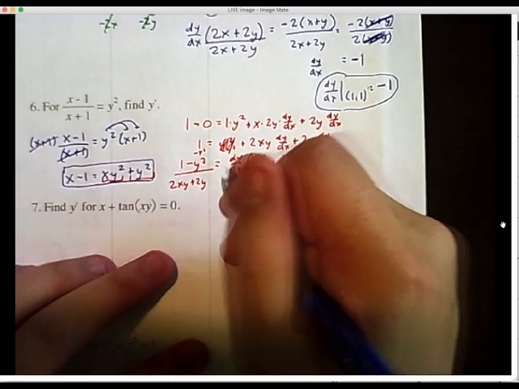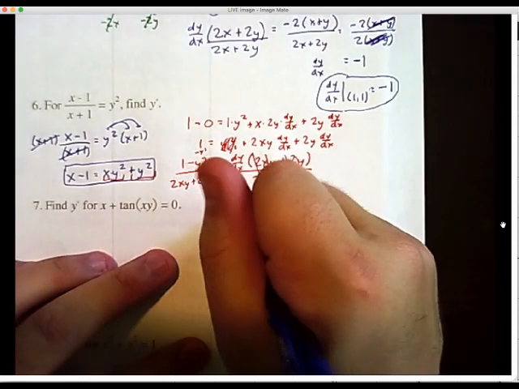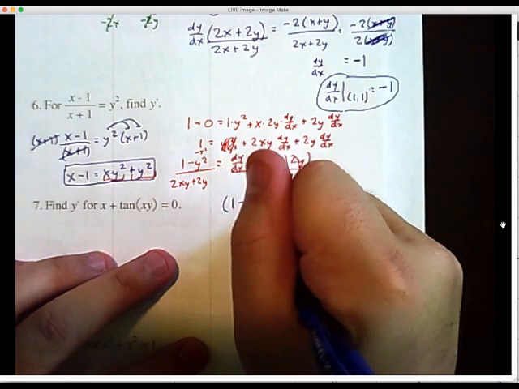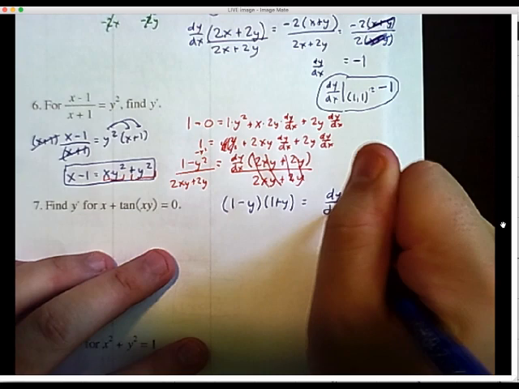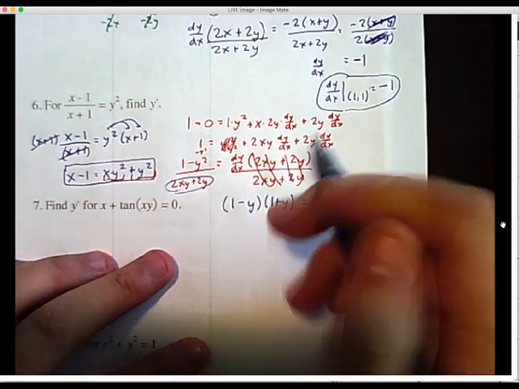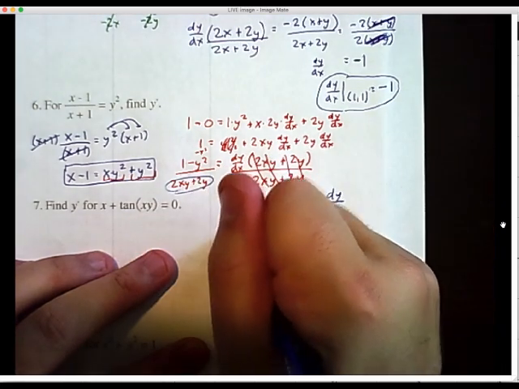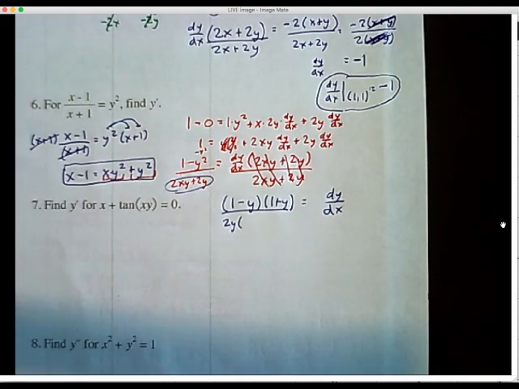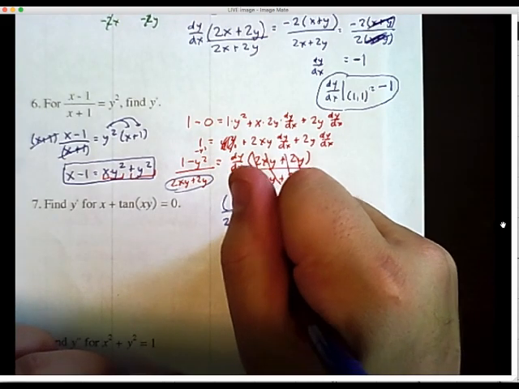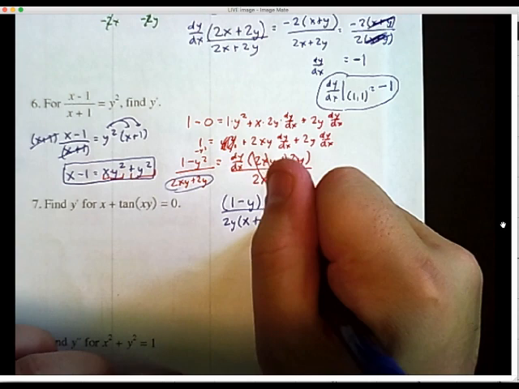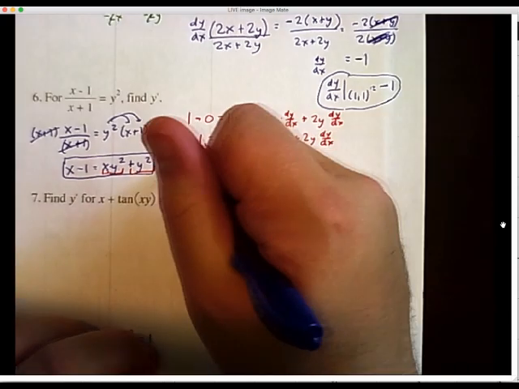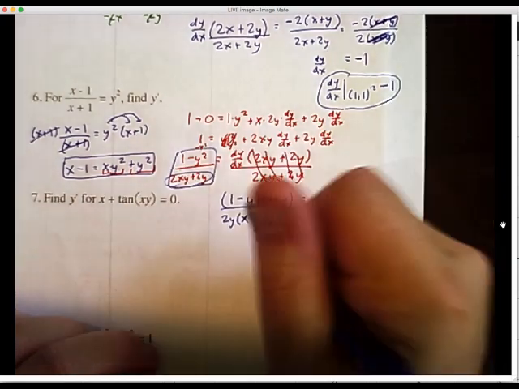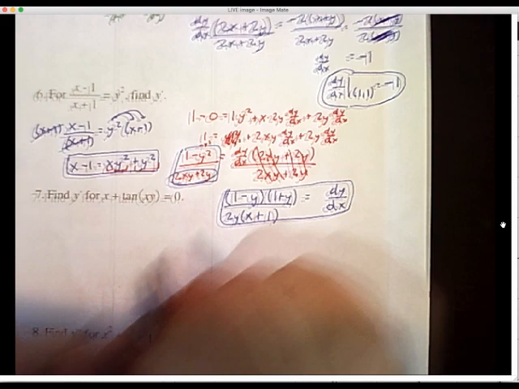So if you do a little bit of factoring here, 1 minus y squared can be factored into 1 minus y times 1 plus y. And on the bottom, you could factor out a 2y, and you get x plus 1. But that doesn't really help. I can't cancel anything else. So either way you want to do it, you can leave it like that as the answer, or you can write it like this.